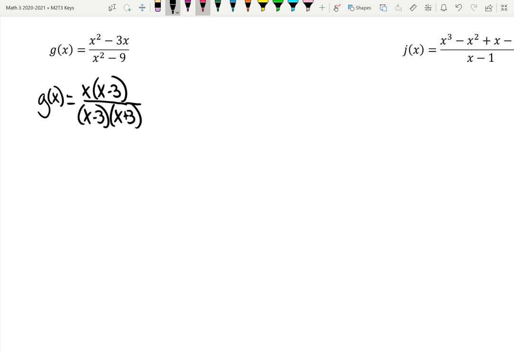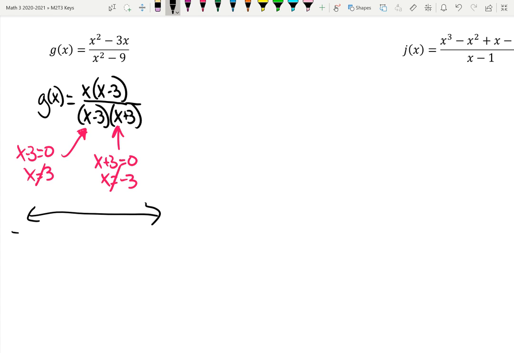Okay, time to identify when math breaks and the denominator is 0. I ask myself, when is x minus 3 equal to 0? I ask myself when x plus 3 equals 0. And I can identify that x, at these two values, cannot be. So in order to write my domain, I go from negative infinity to positive infinity, and it cannot be negative 3. It cannot be 3.